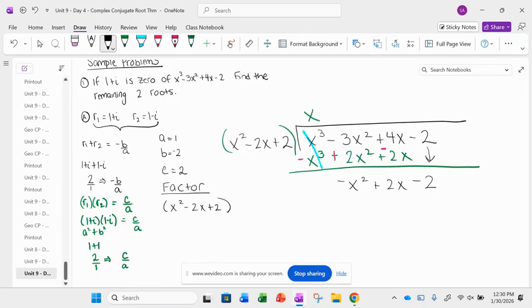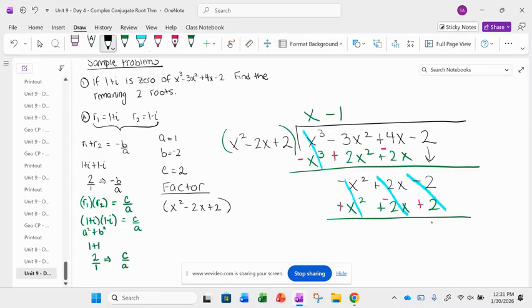So now we ask ourselves, x squared times what gives me negative x squared? Negative 1, you got it. Now I'm going to take that negative 1 and distribute it into the divisor. So we get a negative x squared plus 2x minus 2. And now once again, because I'm subtracting that whole quantity, I have to distribute in the negative, which changes all of the signs. And once I distribute in that negative to change all the signs and I add, what happens?